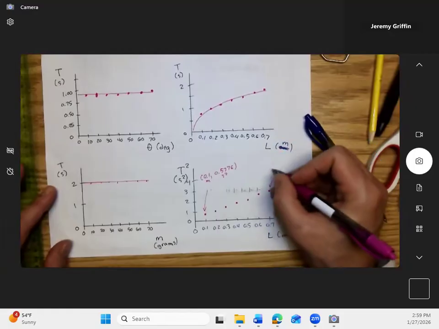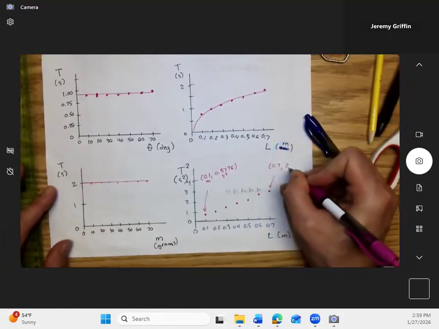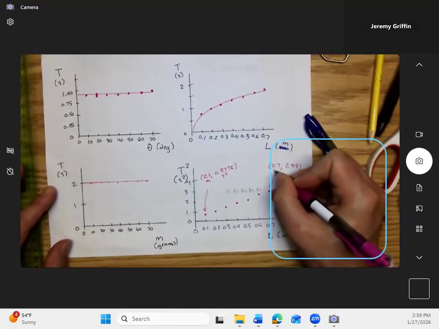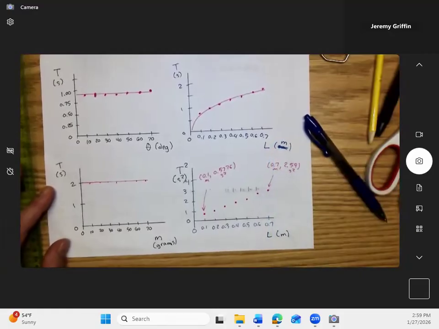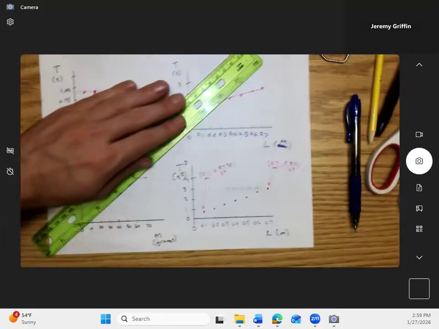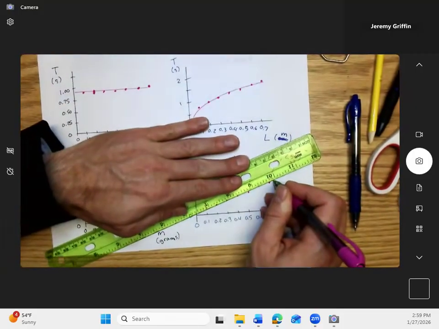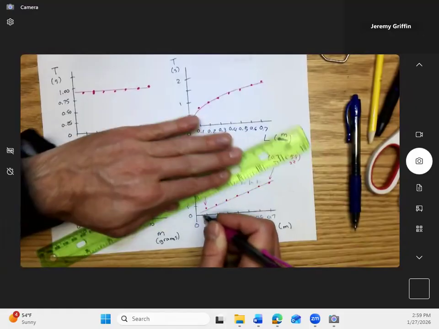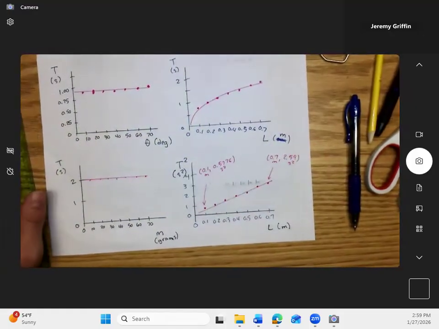All right, so this point is 0.7, 2.59. We've got meters and square seconds. Yeah, guys, does that look like it linearizes a lot better? I could take my ruler and just zip a straight line through this. Yeah, it goes right through the origin. That's really nice looking.